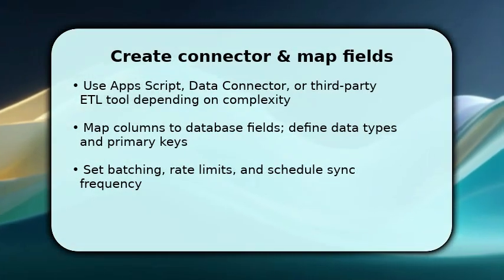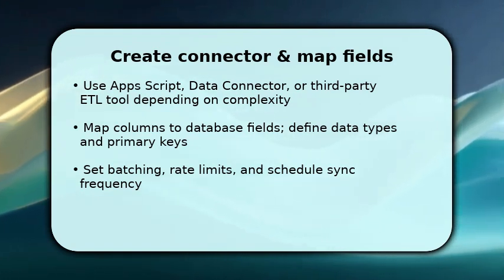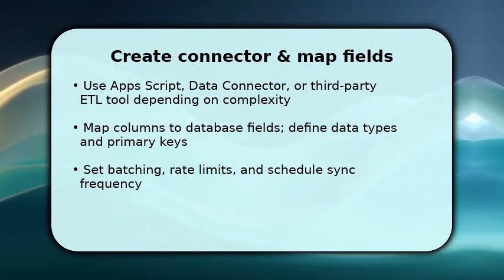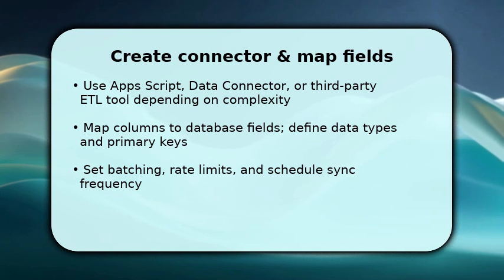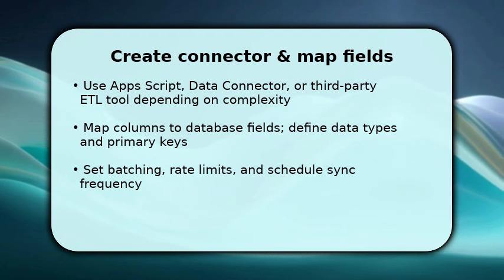Now build the connector and define how data flows. If you choose App Script, open Extensions, App Script, and write code to authenticate, read rows, and post to the database API or cloud function. For Data Connector or ETL, follow the tool's steps to authorize and select source/destination.